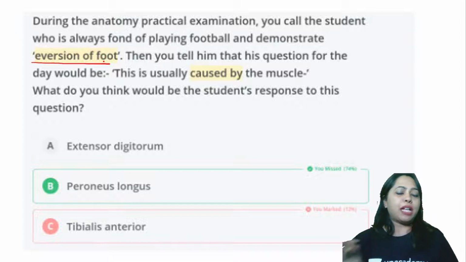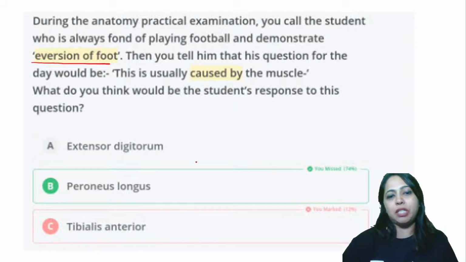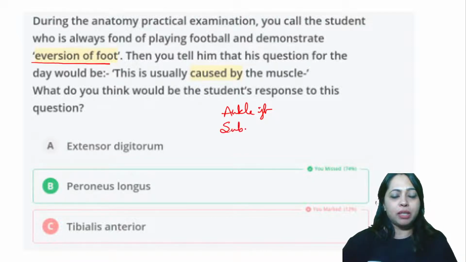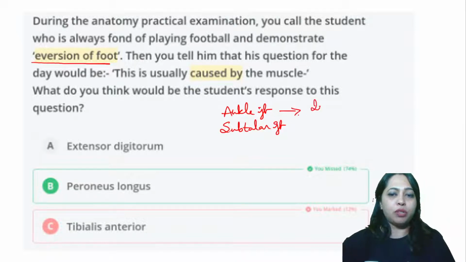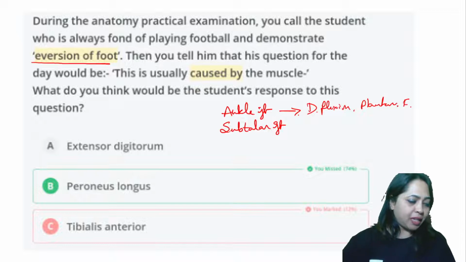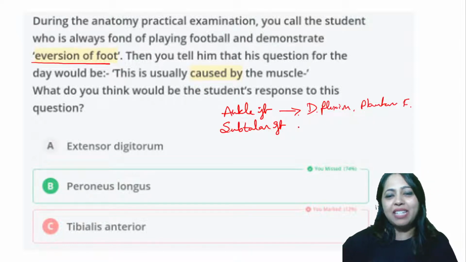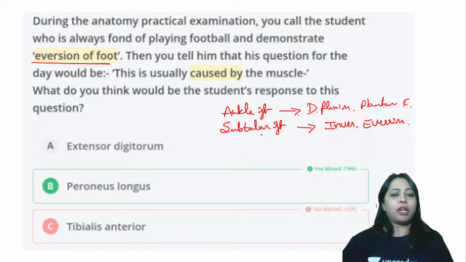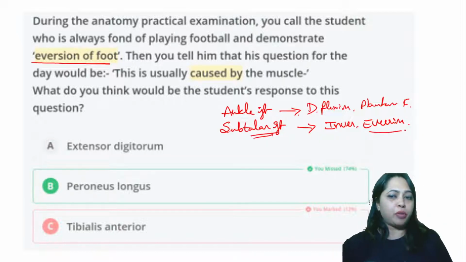The foot has many actions. Let me just tell you, the ankle joint is present and then you have another joint near that area called the subtalar joint. So the ankle joint helps in dorsiflexion and plantar flexion. And there is the subtalar joint where you have inversion and eversion. These are the two actions. But we are talking about the subtalar joint action, we are talking about eversion.